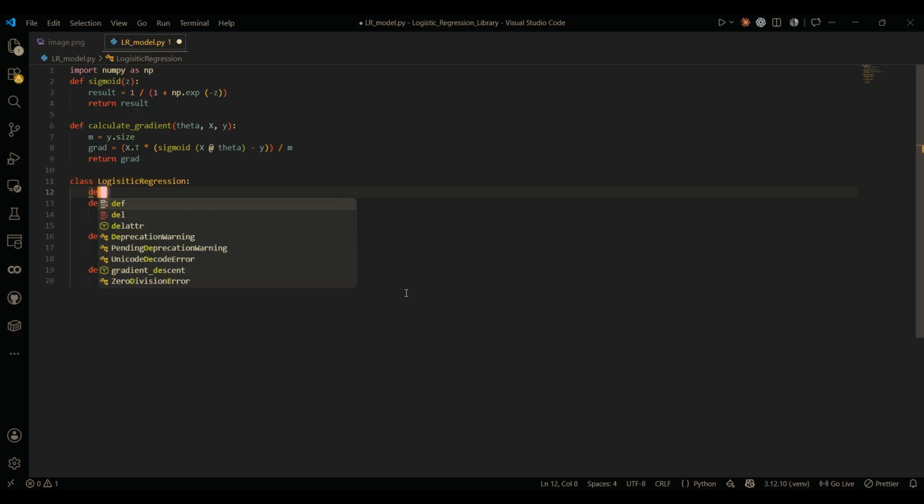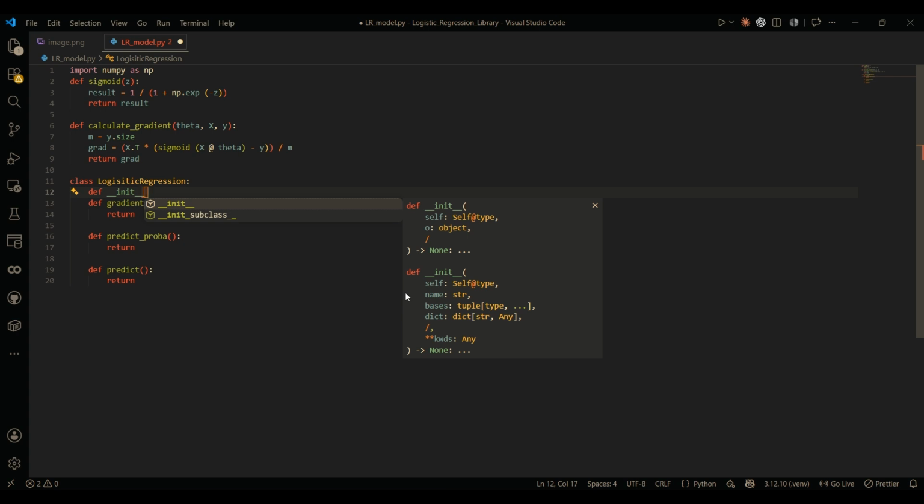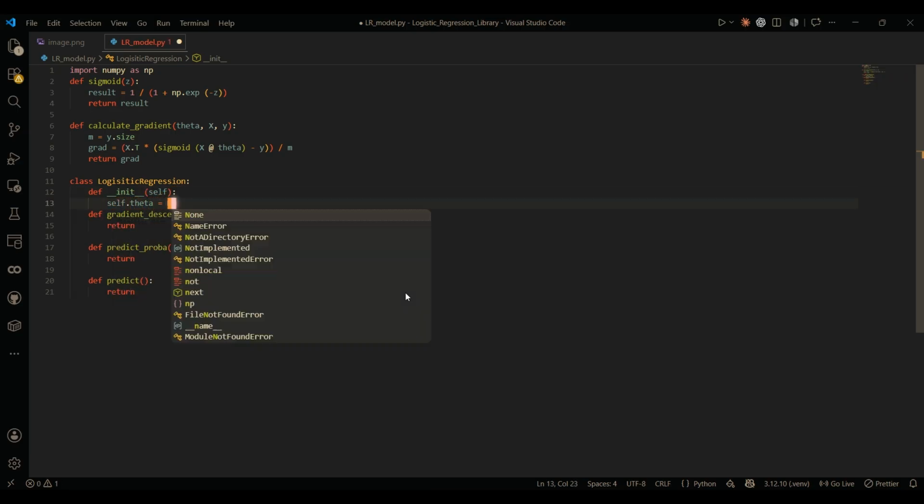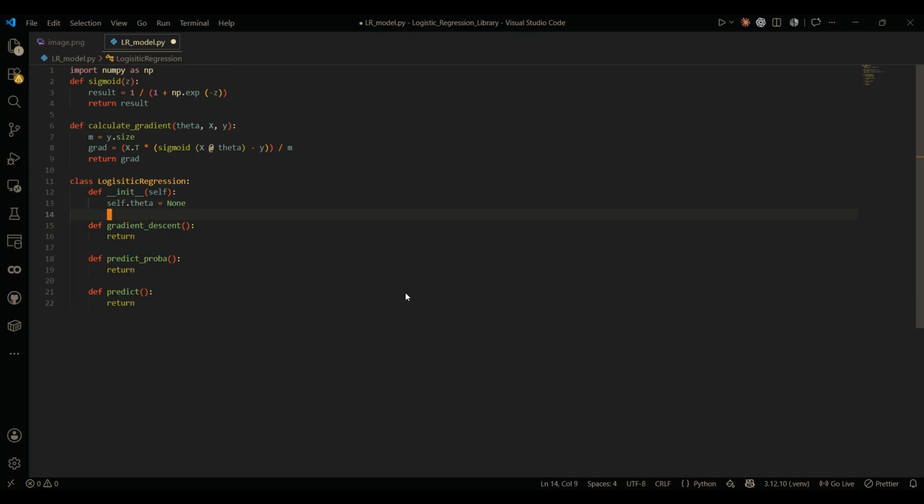So for a class, we have to initialize some variables. What should be the variable? I should just say self first, and then theta. So initially just set theta to be None. For this, we all need self inside here. That's right. And first, for gradient descent, what do we need?